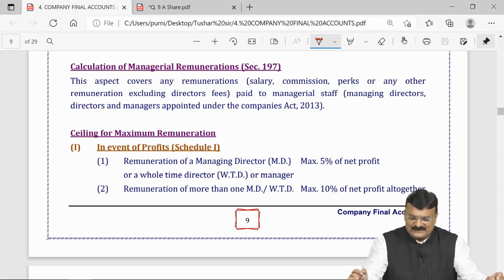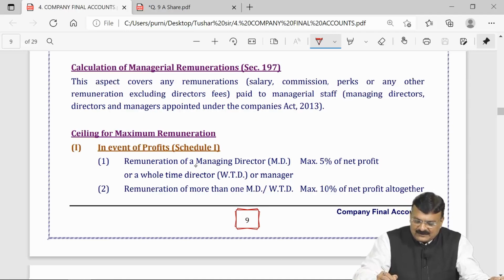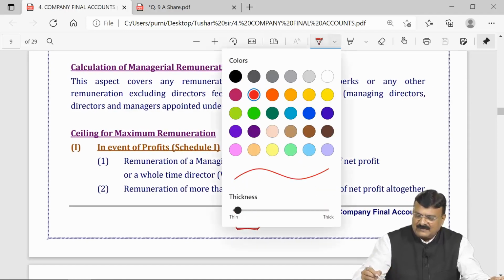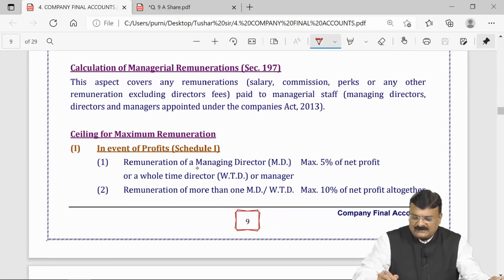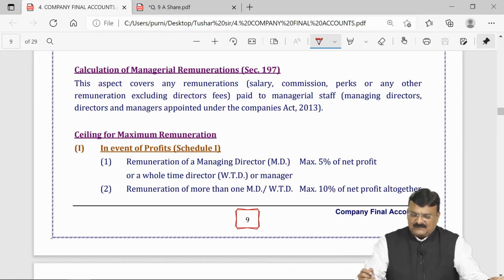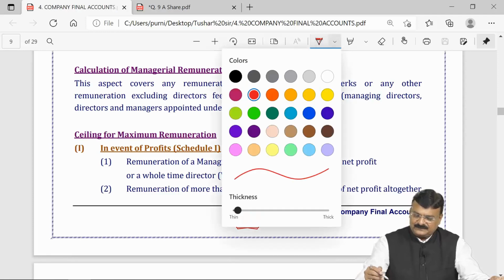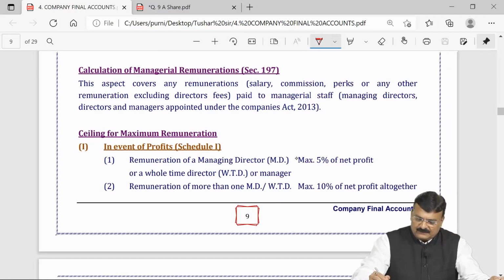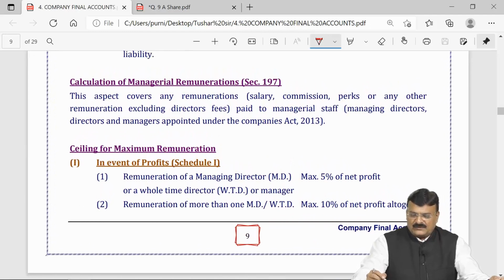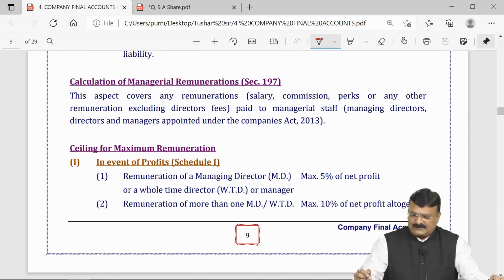Look at the ceiling for the maximum remuneration in the event of profits, remuneration of a managing director. Look at the word given, a managing director. Now when there is a single managing director, maximum 5% of net profit. Or a whole-time director or a manager. So for all these people, what you get is maximum 5% of the net profit.